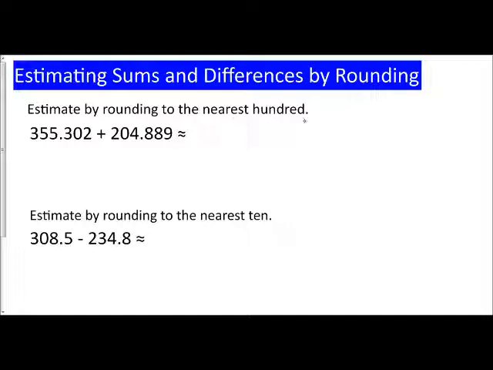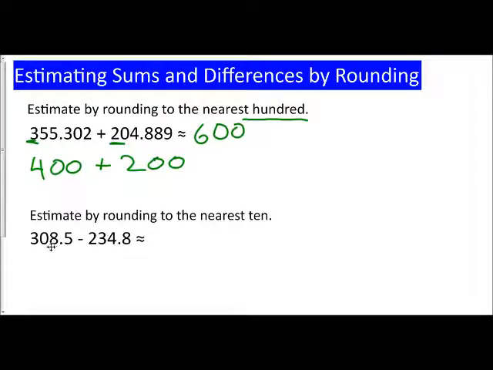Here I can use rounding to help me estimate sums and differences. I want to round to the nearest 100 here. 3's in the hundreds place in this problem, 2's in the hundreds place here. I see a 5, so this 3 increases to a 4, so I've got 400 plus 2 followed by a 0. It's going to stay the same. 400 plus 200, my estimate is about 600.